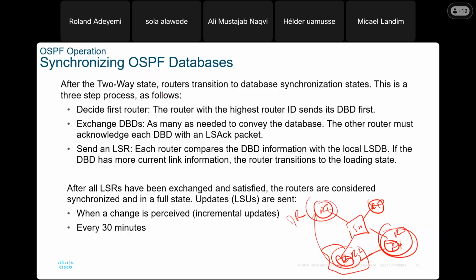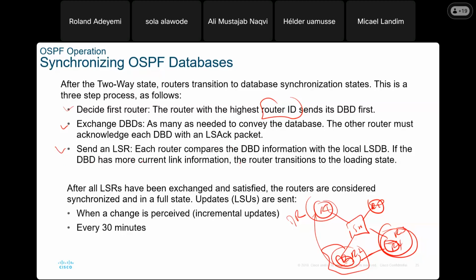After the two-way state, routers transition to the database synchronization state. This is a three-step process as follows. We decide the first router. We saw it in the video. The router with the highest router ID sends its database description first. Exchange DBD, that is database description, as many as needed to convey the database. The other router must acknowledge the database with a link state acknowledge packet. So what happened? Then the router sends an LSR, that is link state request.